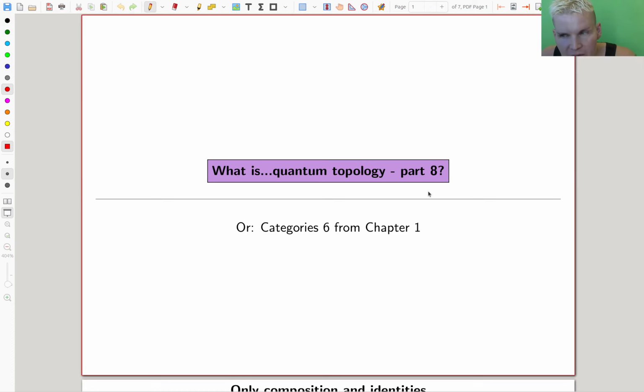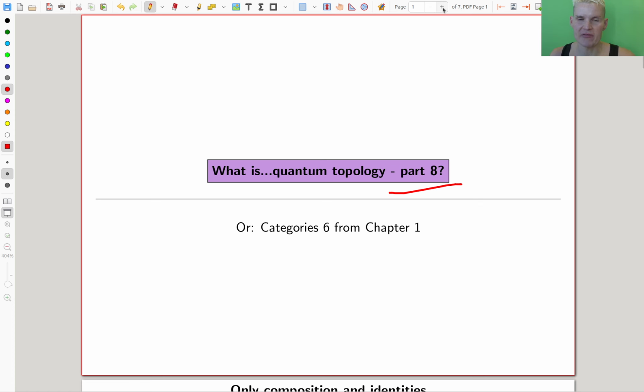Okay, welcome everyone to part 8 already of what is quantum topology. We are still trying to recall what categories are. In these lecture notes I assume that you have seen categories at least in some way or form, so I'll go through it rather quickly because we want to jump into more interesting and enriched categories. But anyway, right now we are still in the category part.